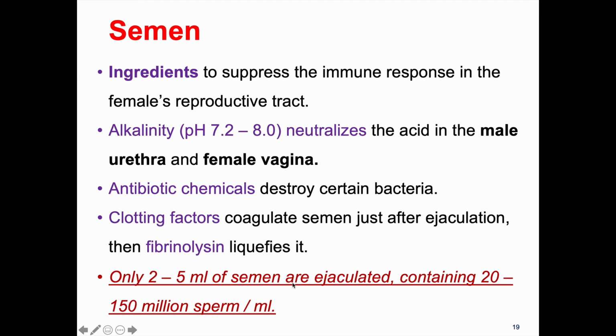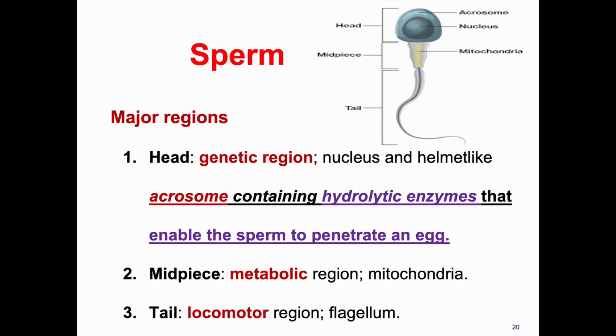Only 2 to 5 ml of semen are ejaculated, containing 20 to 150 million sperm cells per ml. Oligospermia is reduced sperm cell count. Azoospermia means there is no sperm cell count, or immotile sperm.